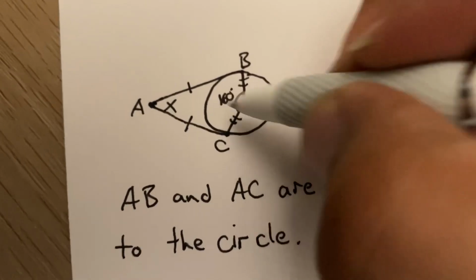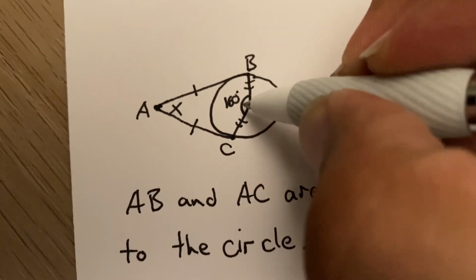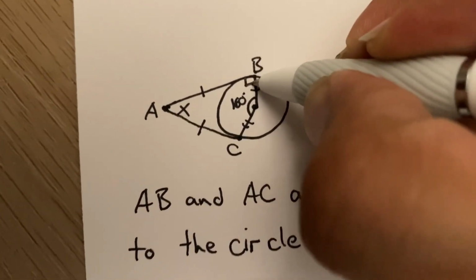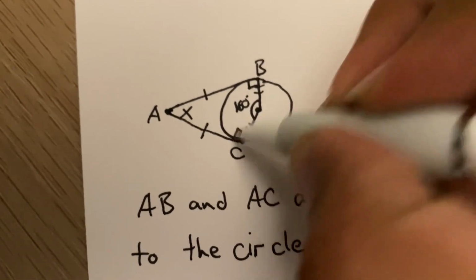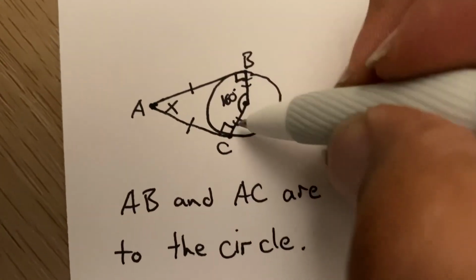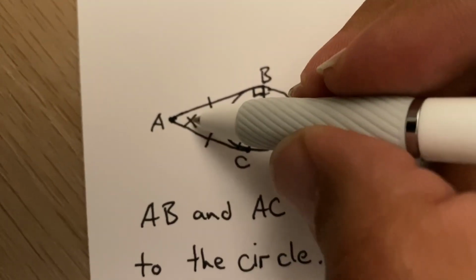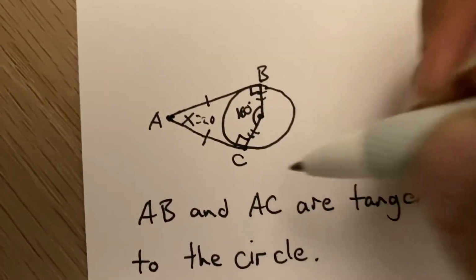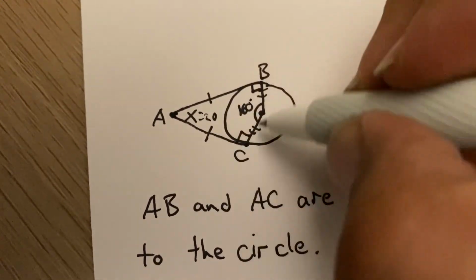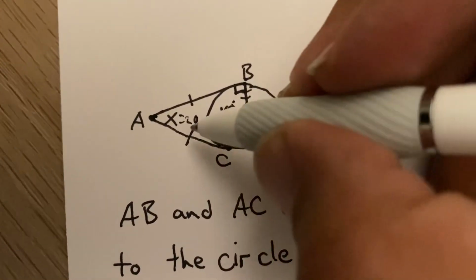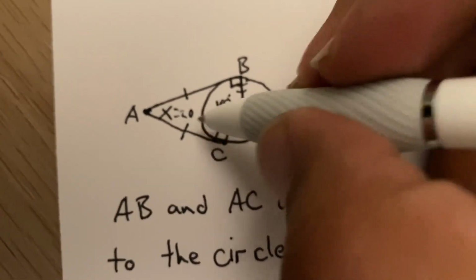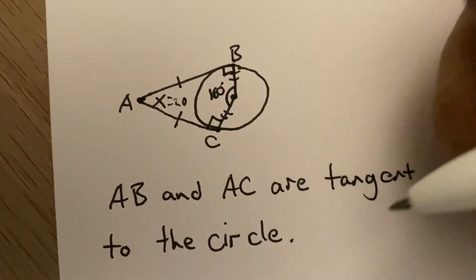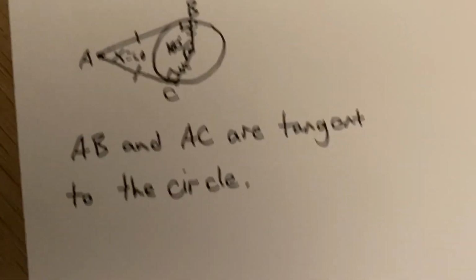Now, knowing that, and knowing that this is 160, and knowing that this is tangent to the circle causing a 90, and this is tangent to the circle causing a 90, that's going to leave this angle right here. This angle has to be 20, because in a four-sided shape, it has to add up to 360. If you add up all these angles, you're going to get to 340, and you're going to be missing 20 degrees. All right, so that's another example.